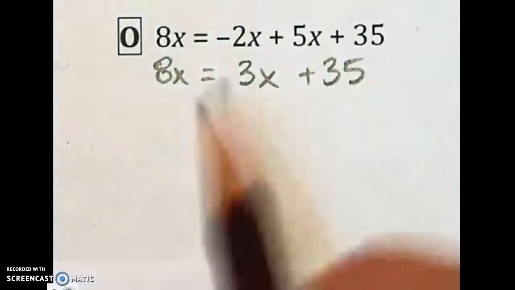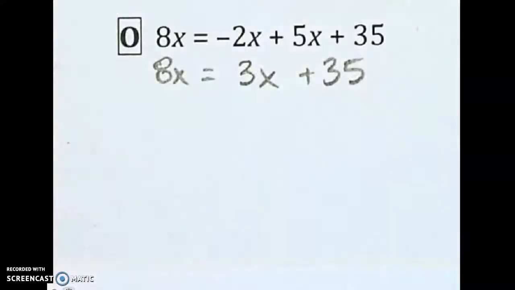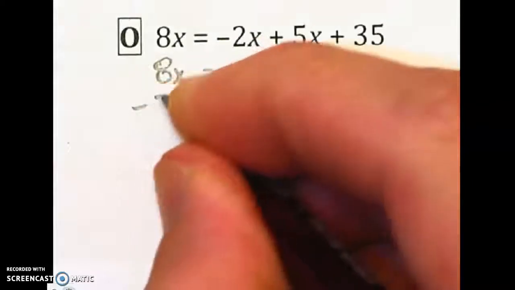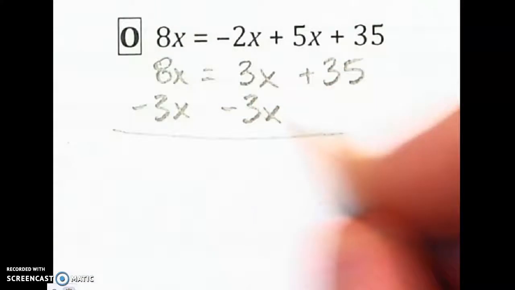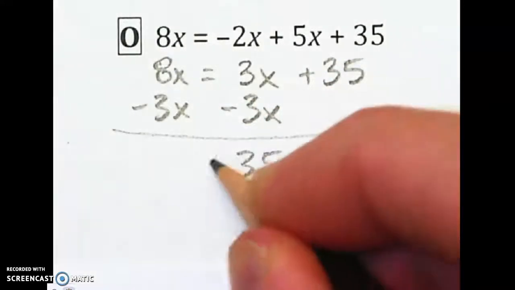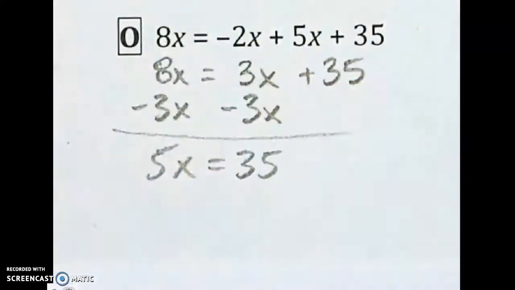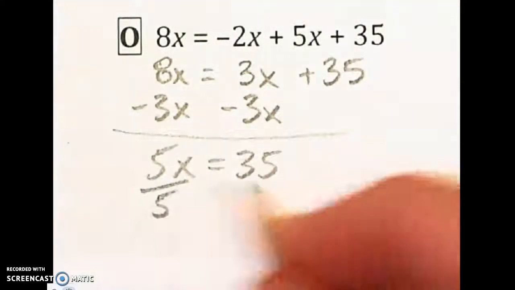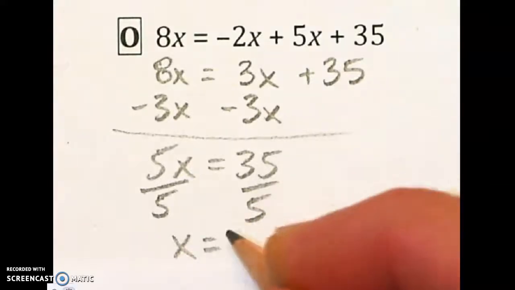Okay, now that I have everything simplified down on each side, I'm going to subtract 3x from both sides. Okay, that'll leave me with 35 on the right and 5x on the left. And we'll divide both sides by 5. X equals 7.